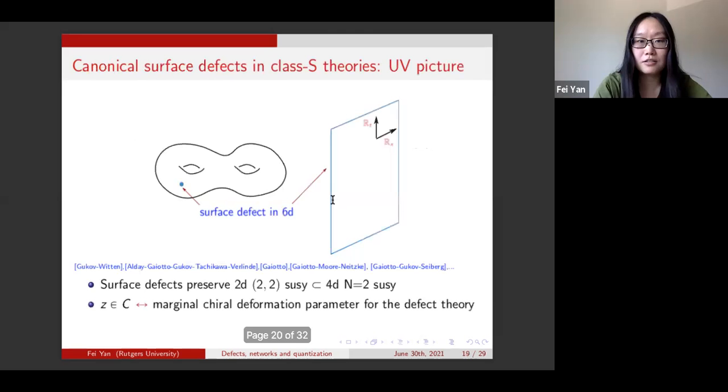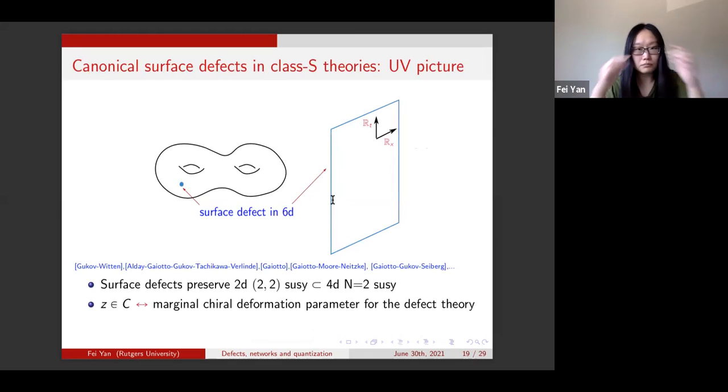Okay, so now let's look at surfaces. How do you construct surface defects in class S? You again go back to 6D, and you still pick some surface defect in 6D, similar to the line defect story. However, you're going to position your surface defect differently here. Namely, you're going to put your surface defect in 6D to sit at a point on the Riemann surface C, and extend along two directions in your 4D spacetime, like this.